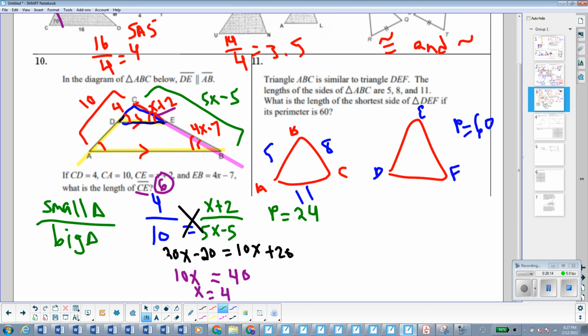So I'm going to just see what the scale factor would be by dividing the perimeters together. So I'm going to take 60, and I'm just going to divide it by 24. And I'm going to go over to my calculator, and I'm going to see what I get. 60 divided by 24 is 2.5.